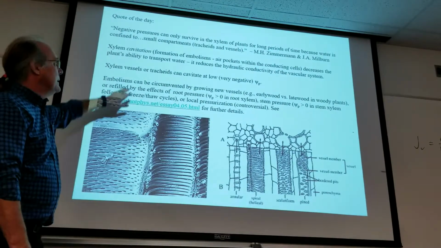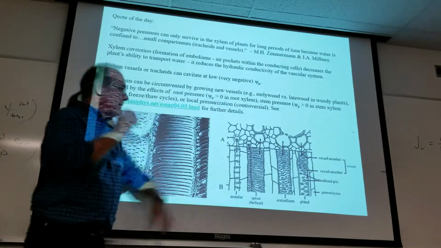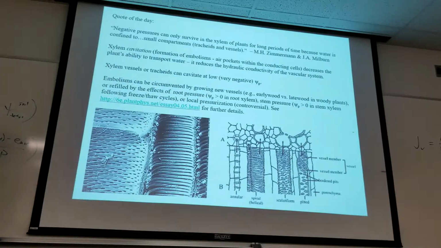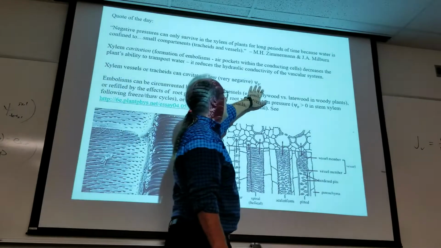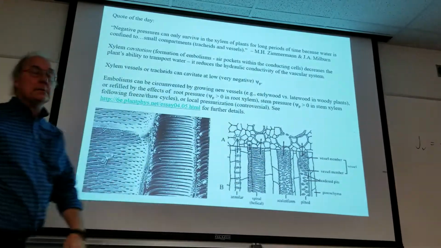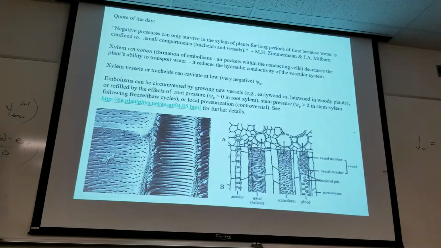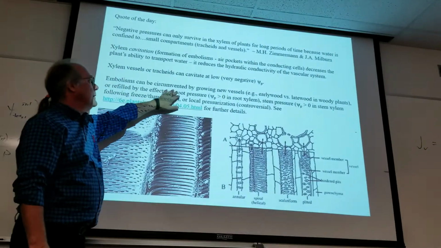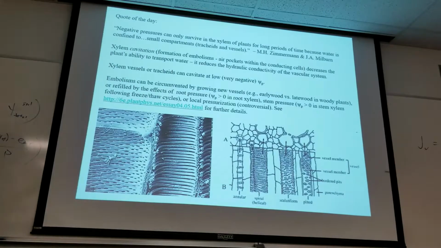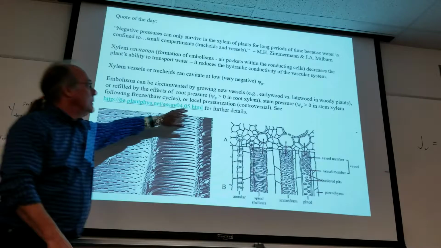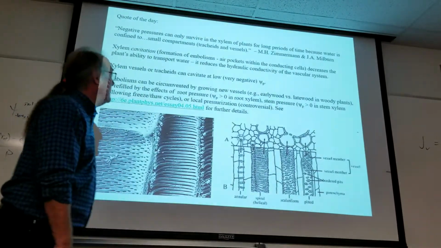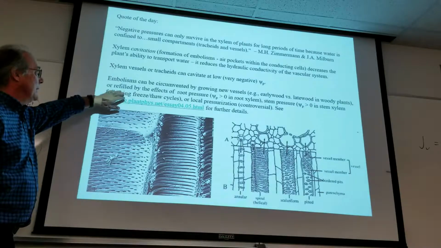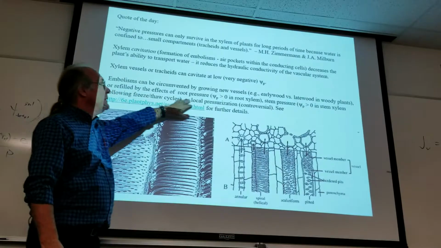All right, these cavitation events occur at very negative total water potentials in the xylem, which is primarily the pressure potential component in the xylem. And you can get around them, or circumvent their appearance, by growing new vessels that are full of water, right? Okay, that one's okay. They can be refilled.